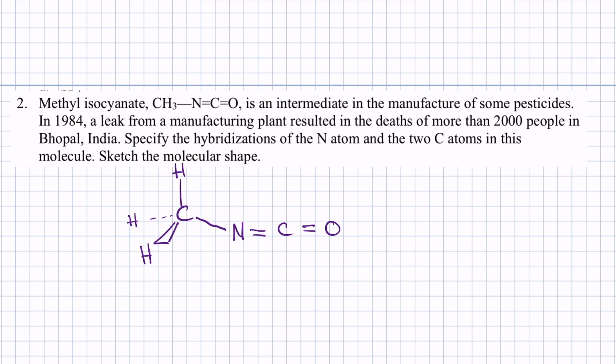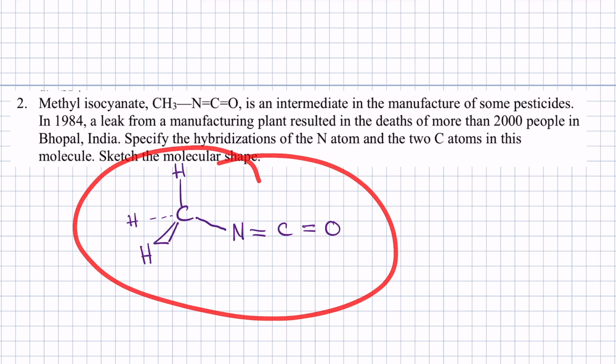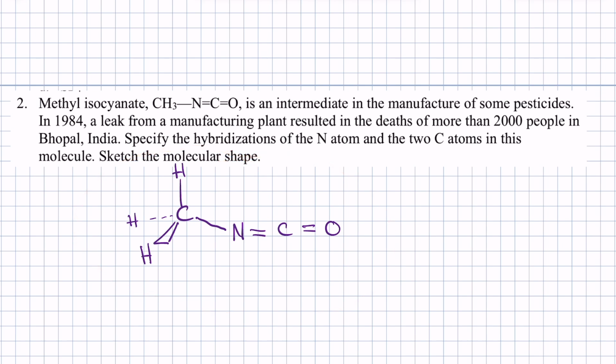Okay, and problem number 2, we're looking at methyl isocyanate. So we've got this molecule that I have drawn here, and we're trying to determine the hybridization on the central atoms in this molecule. There are 3 central atoms in this molecule, and by central atoms, what we're talking about are atoms that are bound to several different other atoms.